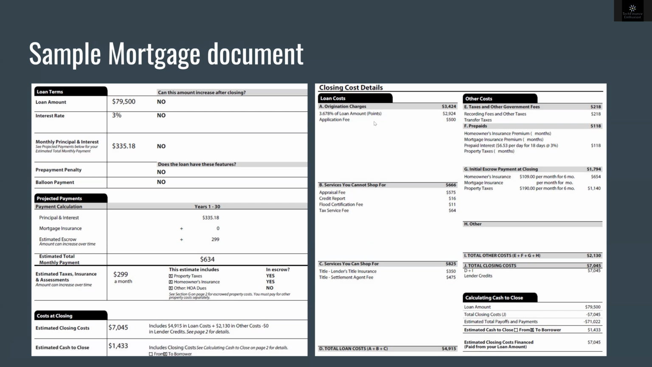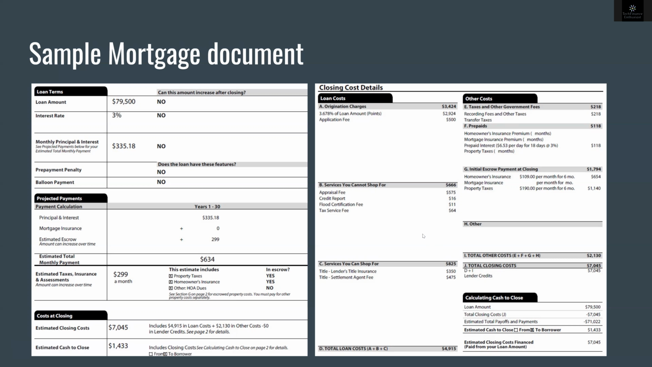And on the next page, you will be able to see what the mortgage origination charges are. The lender is charging 3.678% of the loan amount. That means $2,924. And there is also an application fee. So this is the loan cost. And there are a few other charges you need to pay: appraisal fee, credit report, or tax service fee. And sometimes the lender will require lender's title insurance, which also requires some fee.